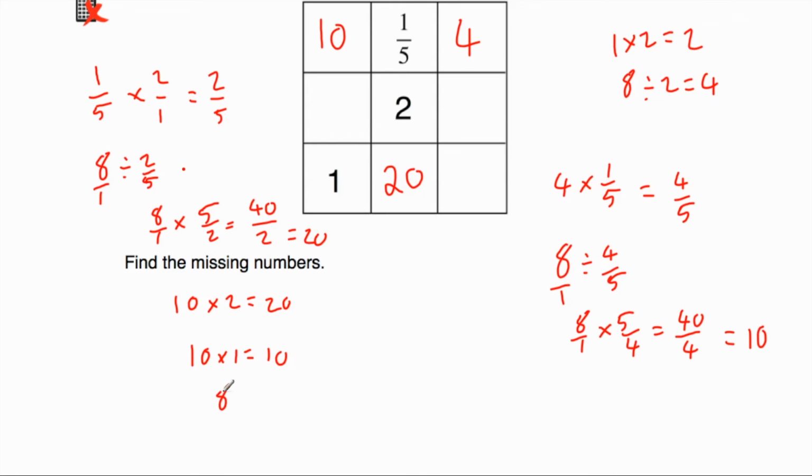But if we were to do it as a fraction, we've got 8 divided by 10, which would be 8 over 10, and if we cancel down that would be 4/5, which is 0.8. So we've now got that number.